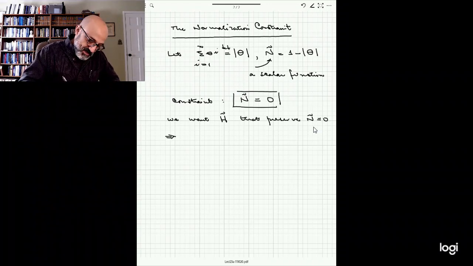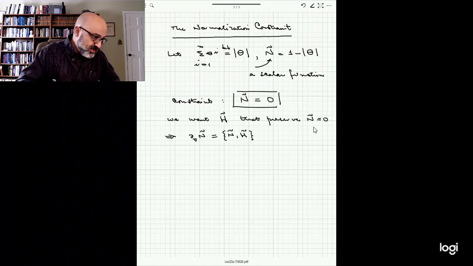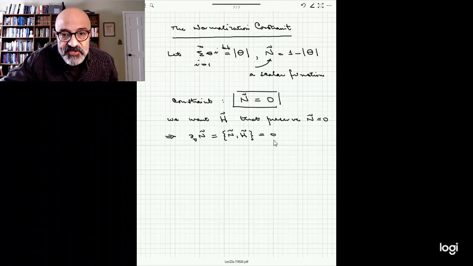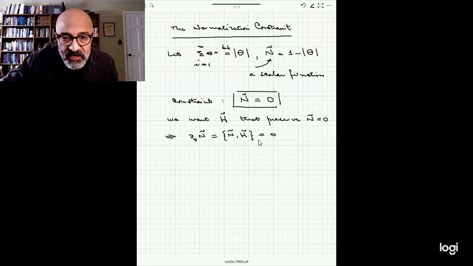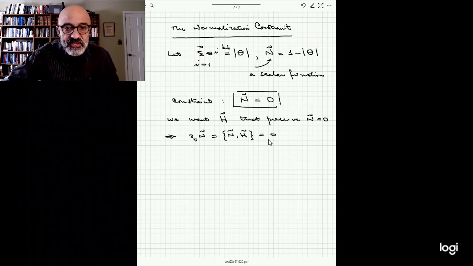is that the d/d tau of n, which is given by the Poisson bracket of n with h, be equal to 0. So you see, this is a condition on the allowed h's that we're going to find acceptable.